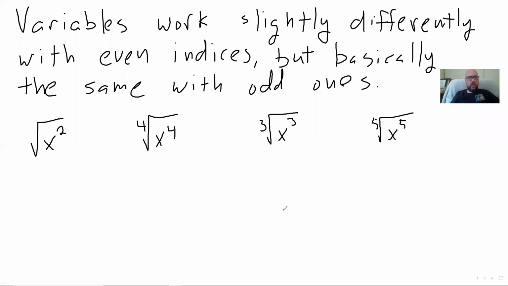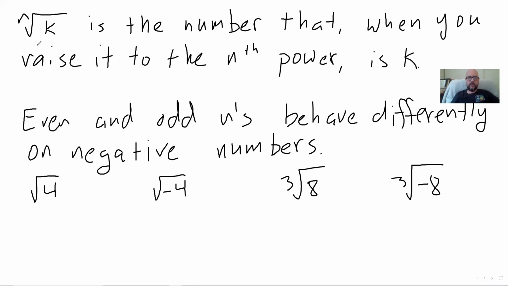but let me talk about what the formal definition is. If I have the nth root, and I know this looks kind of like an r, that's an n, I promise. The nth root of some number k is whatever number that, if I raise it to the nth power, gives me k. So in other words, something like the square root of 4.